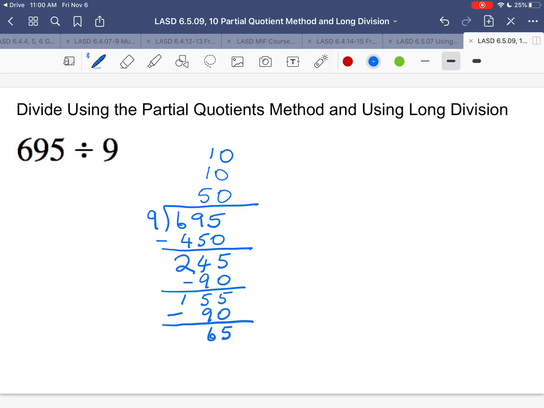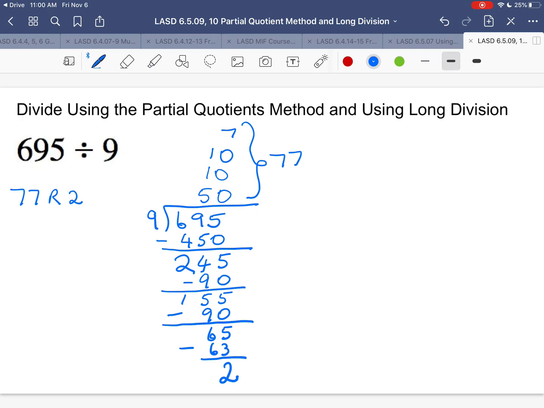And 9 times 7 is 63, leaving me with 2, and I can't divide 2 by 9 and get a whole number, so I'm going to have a remainder of 2. And I add up all of my partial quotients and I get 50, 10, 10, 7, which is 77. So my answer is 77, remainder 2.